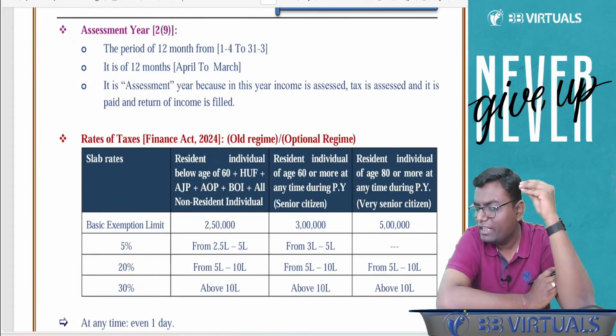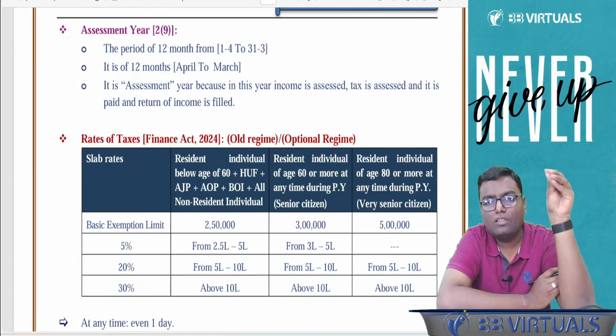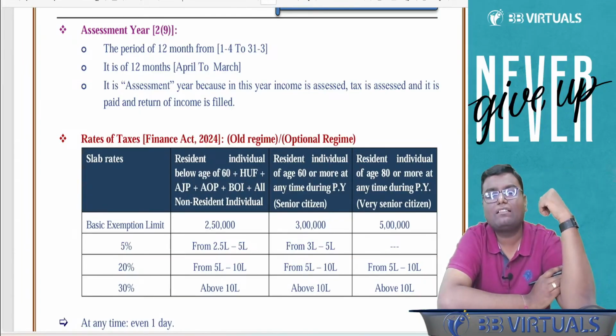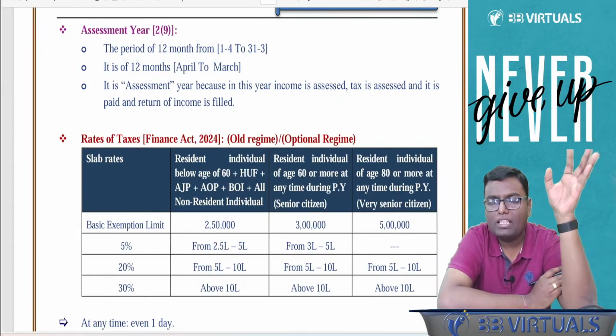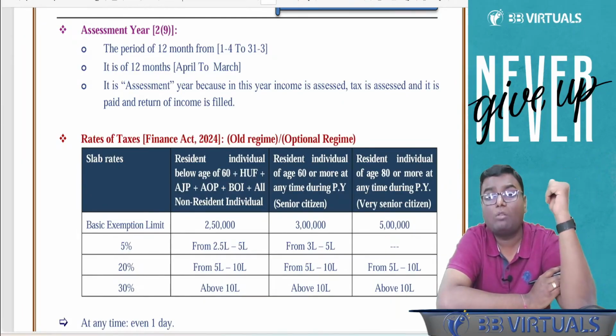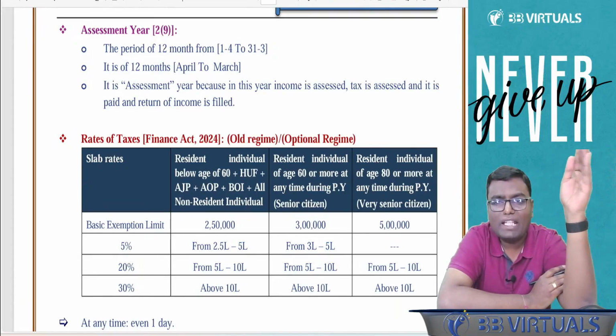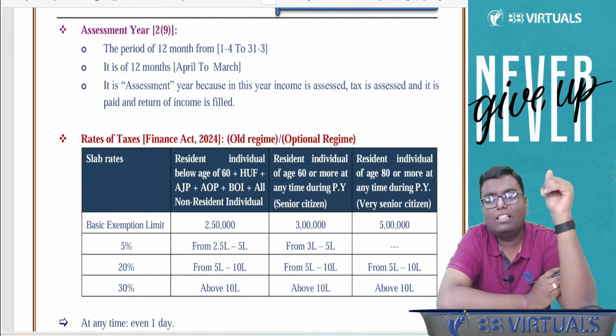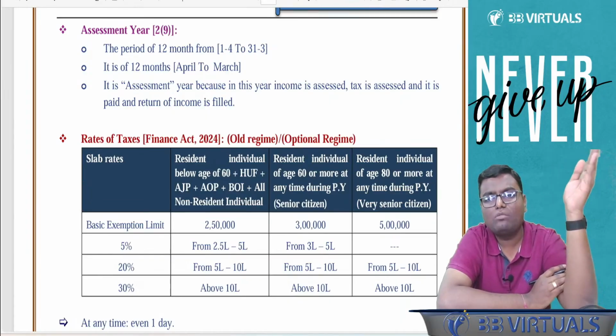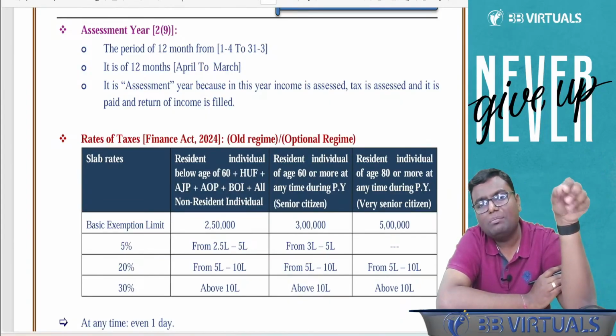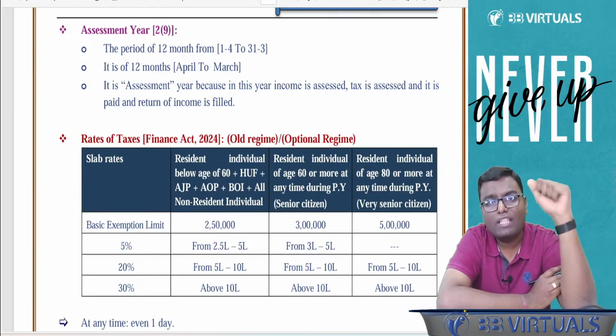Then we saw that we will study a total of five things: Act, rules, circulars and notifications, Finance Act, and case laws. Then we saw the hierarchy of how to calculate income tax. First we determine residential status. Then we see the income, which is divided into five heads: income from salary, income from house property, PGBP (profit and gains from business and profession), capital gains, and IFOS, that is income from other sources. Then we apply clubbing. Then we apply set off and carry forward.